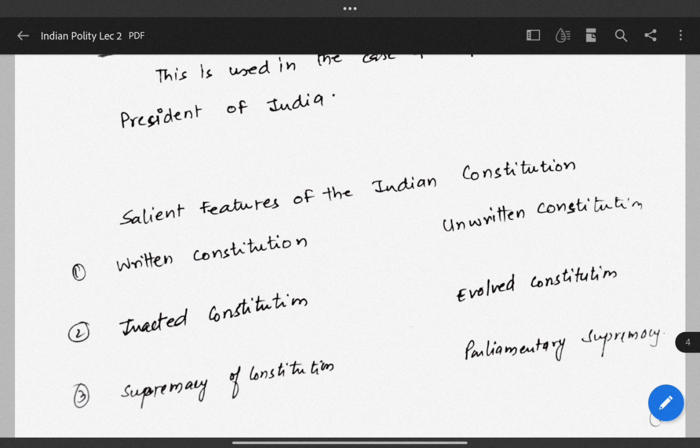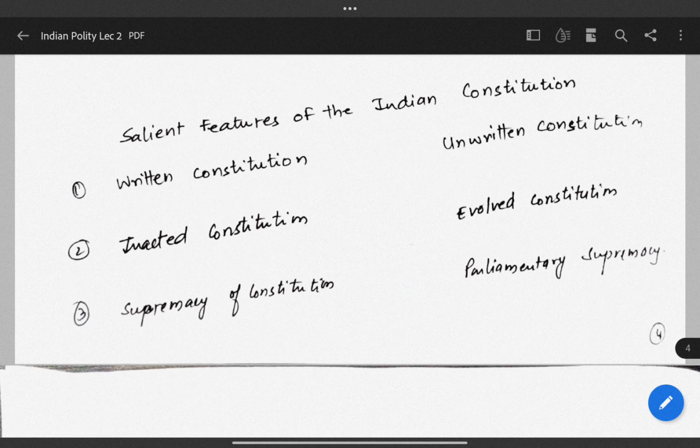Whereas in an unwritten constitution, it does not mean that it is not written. It is written, but the provisions have not been written down in a systematic or codified manner. Examples of written constitutions are the US, Chinese, French and Indian, whereas unwritten constitutions are in countries like the UK and New Zealand.